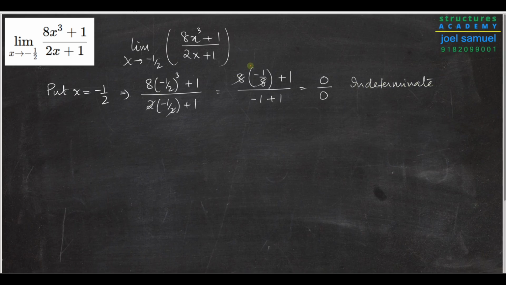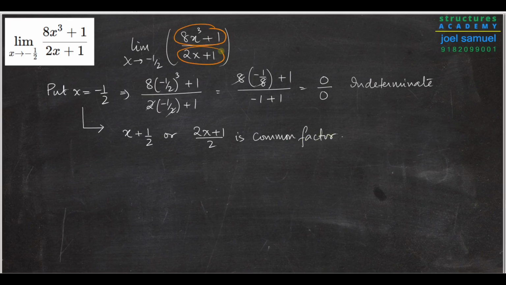So the first thing we realize is there is a common factor in the numerator and denominator which is dragging the whole function to this indeterminate form. We need to figure out that factor. So if you notice, from x is equal to minus half, we can say x plus 1 by 2 must be the common factor, or we can write 2x plus 1 by 2 is the common factor. The next step is to try to factor the numerator and the denominator in such a way so that we could cancel out this term.